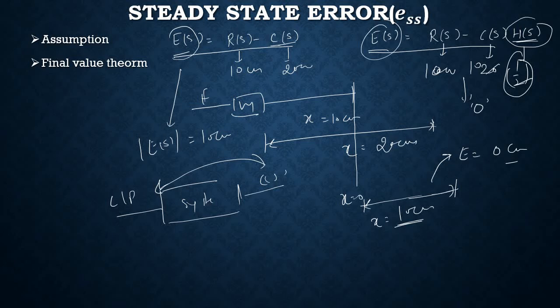So we can correct this, you can do one thing. You can convert the non-unity feedback into a unity feedback system, and then you can do the rest of the calculation and come out with the correct result. How can you do it? You can do it like that.